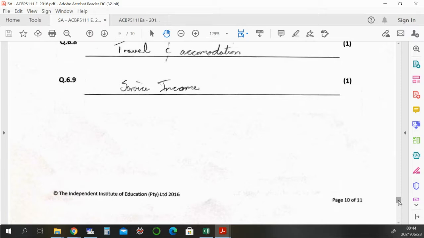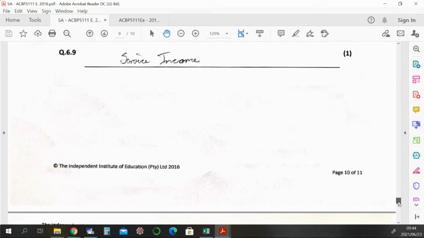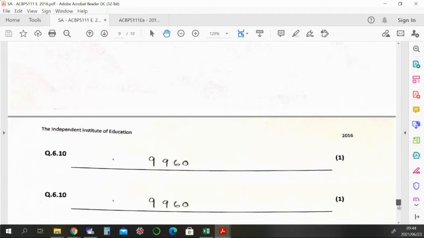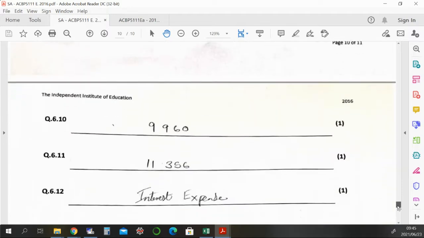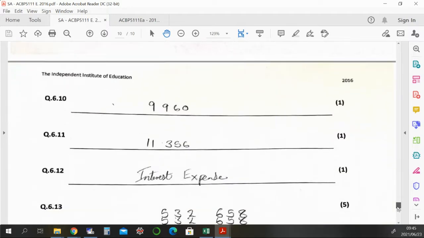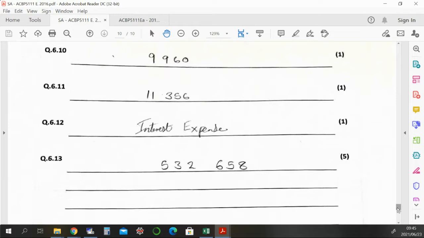accommodation. Then 6.9. Okay, same principle. Just go to your post-adjustment trial balance and you'll see that that's service income. I don't think I should really waste time going through that with you, but you just need to search the amount. Then let's quickly see these others.